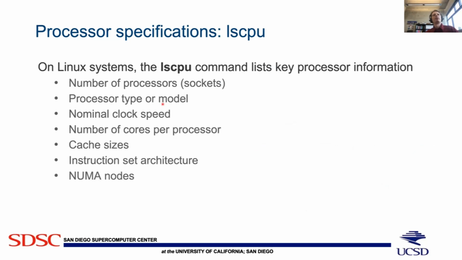So if you want to get some information about the processors, there's a command that's called lscpu. On Linux systems, this command lists the key processor information. So you get information about the number of processors or sockets, right? So for instance, on Expanse, you should see that there are 2 sockets because we have 2 processors. And then information about the processor type or model. You get information about the clock speed, number of cores per processor, cache sizes, the instruction set architecture, so what it supports in terms of instruction sets, and information about NUMA nodes.